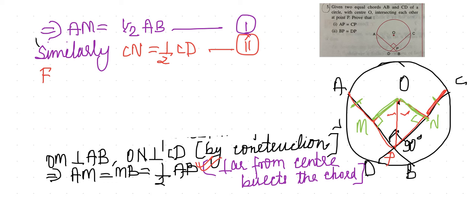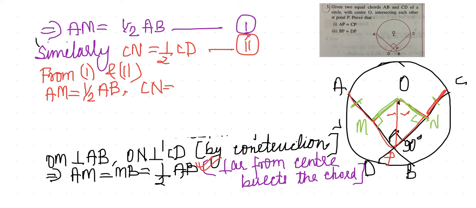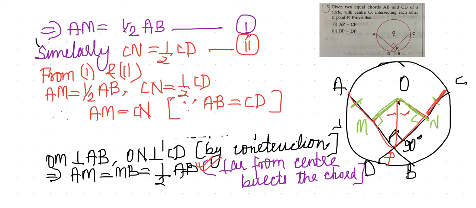So now what will you be writing? From equation 1 and 2, what are you going to get? You are getting that AM is equal to half AB, and further CN is equal to half CD. Then you will be writing, therefore AM will be equal to CN. And why? You will be writing, since AB is equal to CD. So here clearly, children, you can see that if AB is equal to CD, then it is understood that the left hand side will always be equal, that is AM is equal to CN.